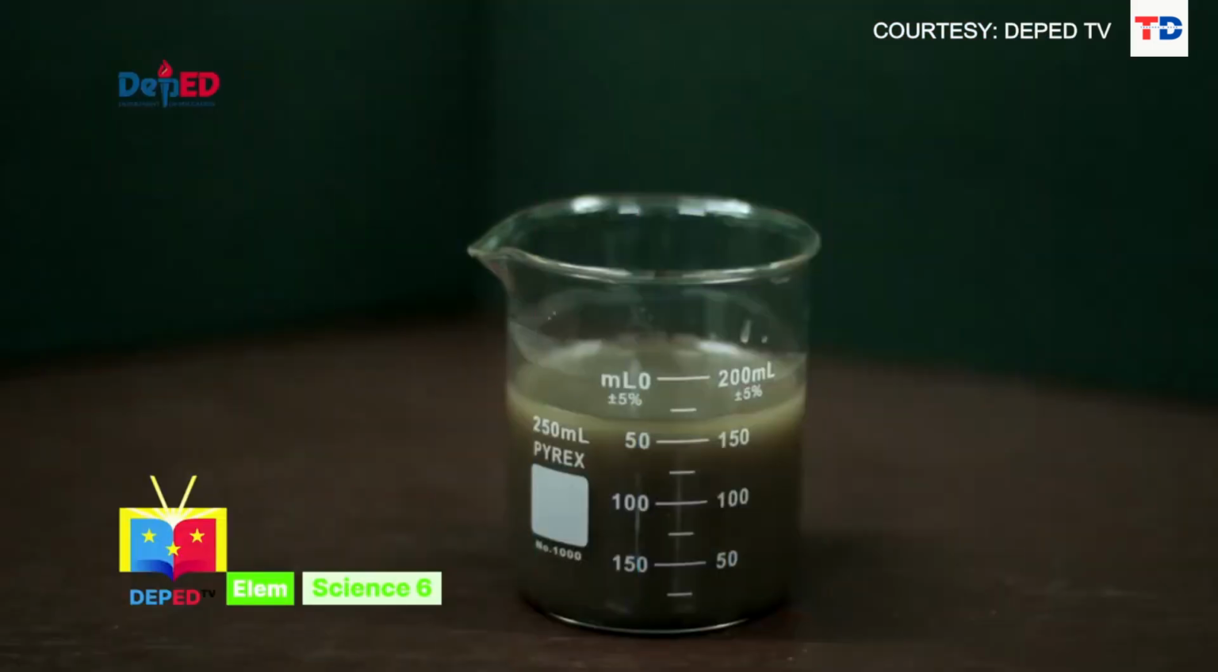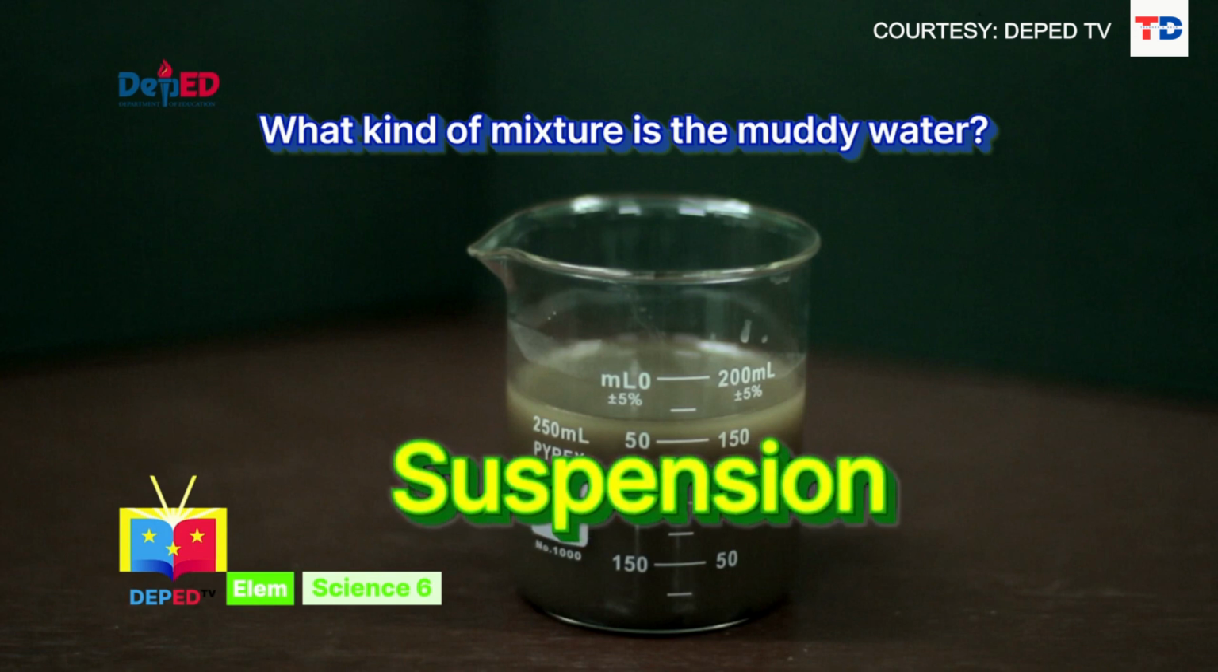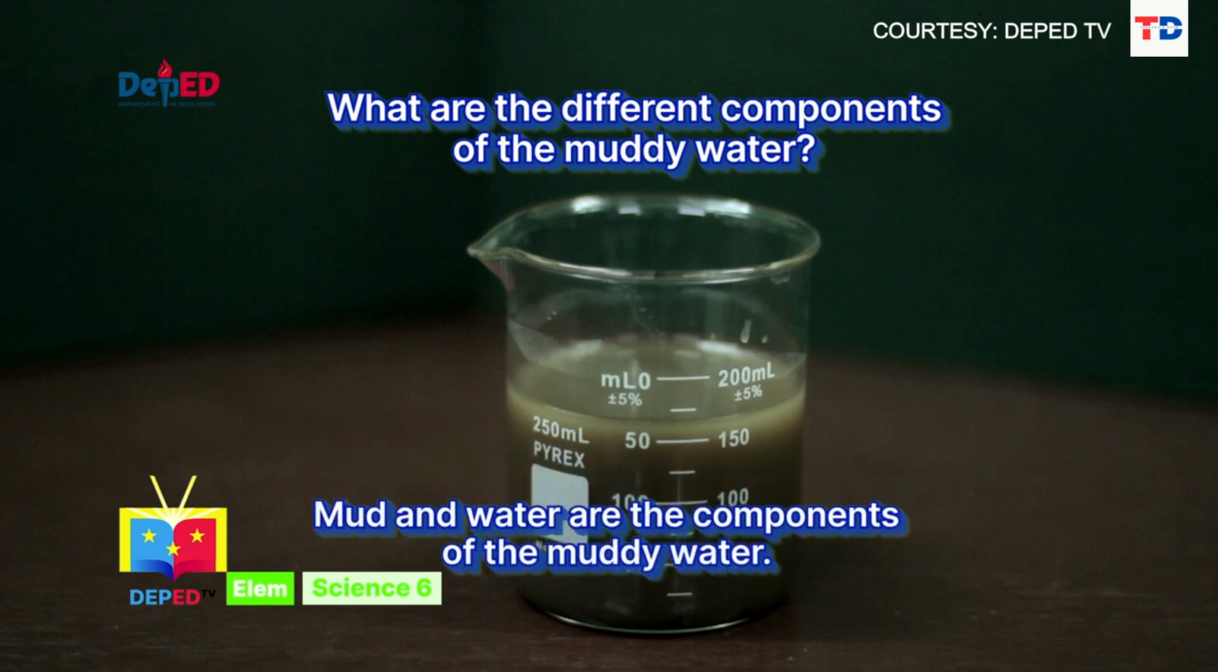Number 1. What kind of mixture is the muddy water? Great! It's a suspension. Number 2. What are the different components of the muddy water? Very good! Mud and water are the components of the muddy water.